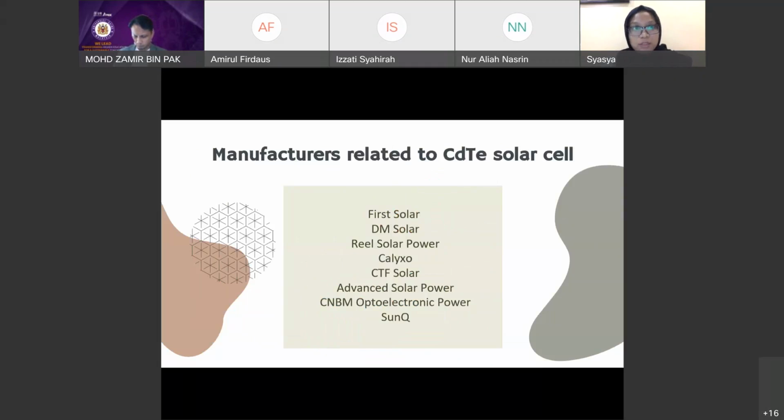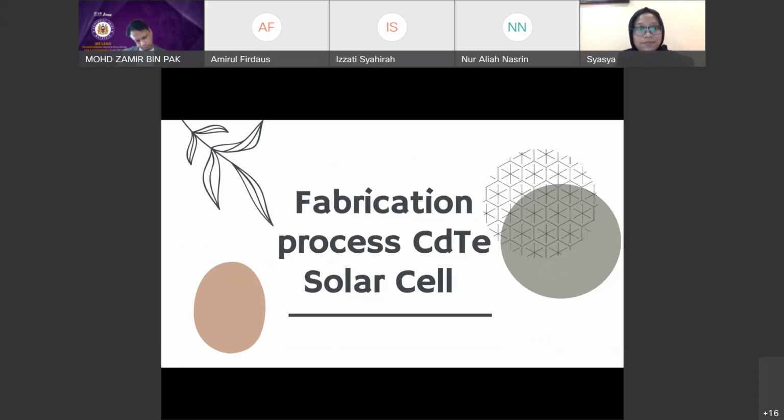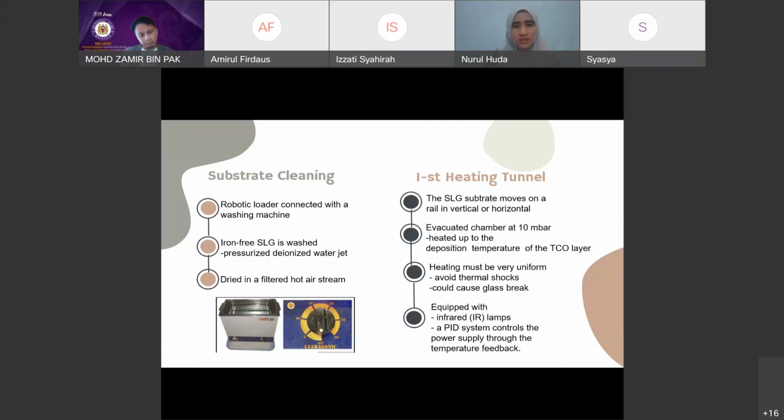Next, we'll have Nurul Huda to present on the fabrication process of the cadmium telluride solar cell. Thank you. The first stage is substrate cleaning, which uses a robotic loader connected with a washing machine, just like in the diagram. Iron-free SLG, which is soda lime glass, is washed by a pressurized deionized water jet, and then it is dried in a filtered hot air stream.